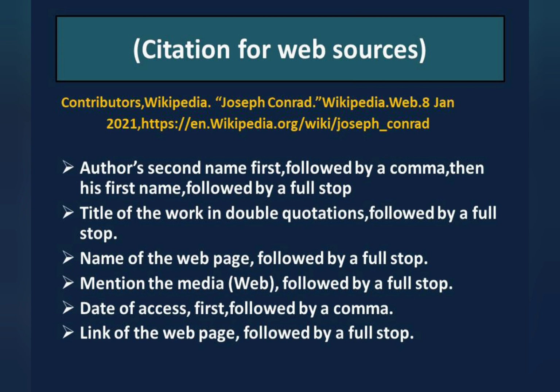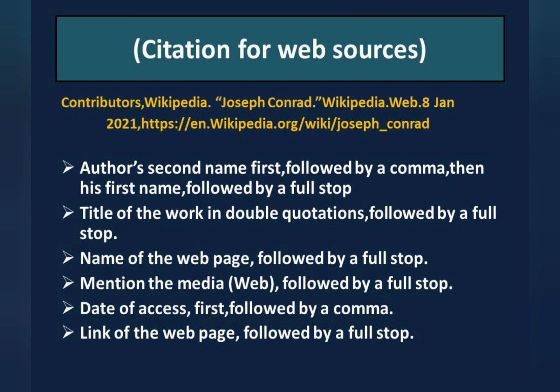When coming to citation for web sources, author's second name first, comma, then first name, then a full stop. After that, the title of the content in the web page, you have to put the title in double quotations, a full stop after the title. The title is followed by web page, put a full stop. Then you can mention the media, that is web, put a full stop. Then you can mention the date of access, the day on which you referred the content of the web page. After that, a comma is inserted. It is followed by the full link of the web page.